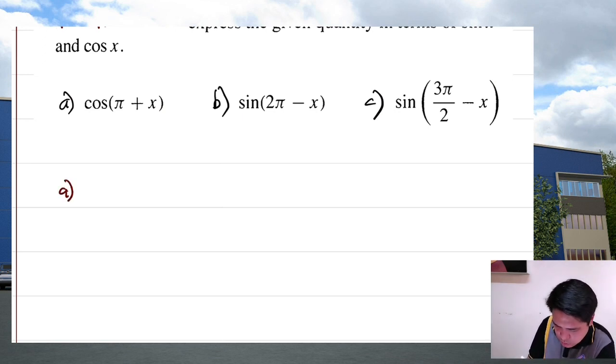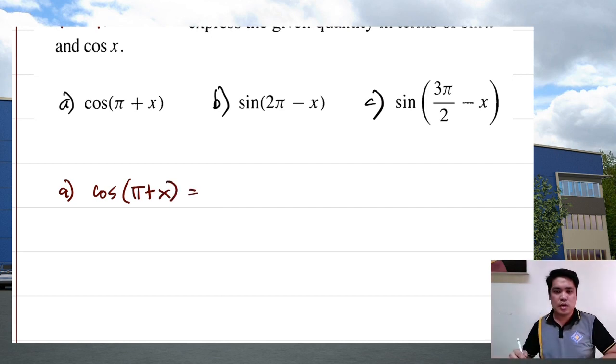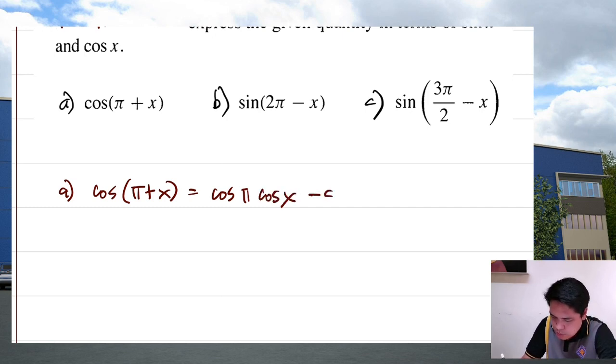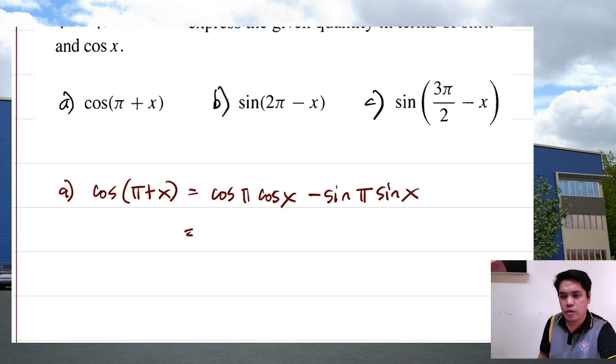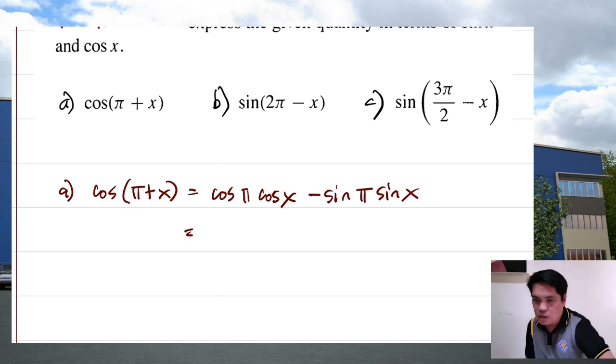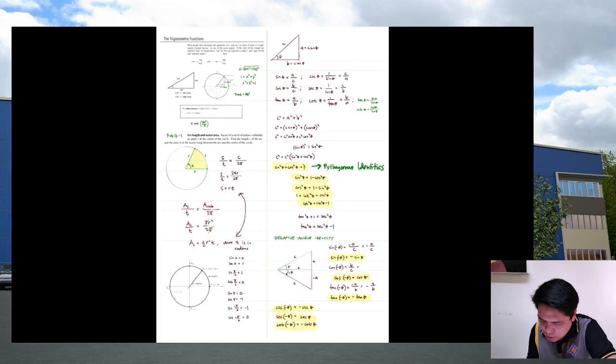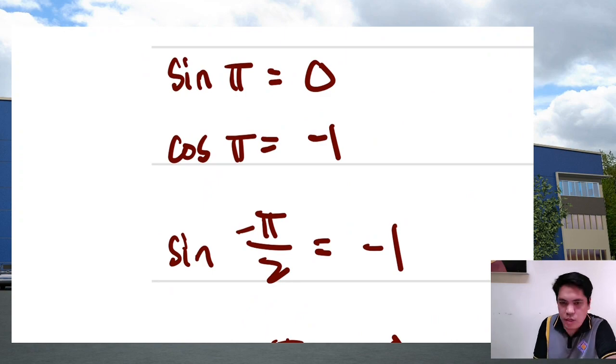Let's try letter A. For letter A, we have cosine of pi plus x. So, that's the sum of two angles for cosine. That's cos cos sin sin, right? So, cosine pi cosine x minus sine pi sine x. And if you recall, what is cosine pi or cosine 180? Anyone can answer, that's negative 1. We solved it earlier. Cosine pi is negative 1.